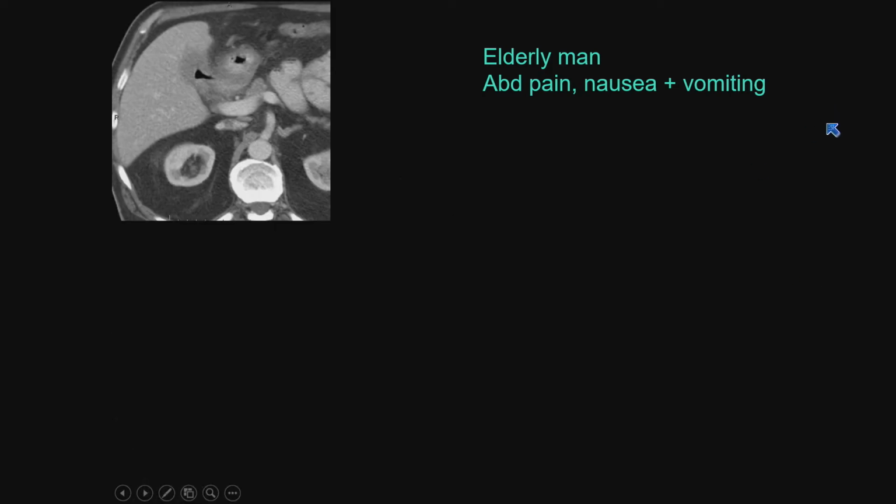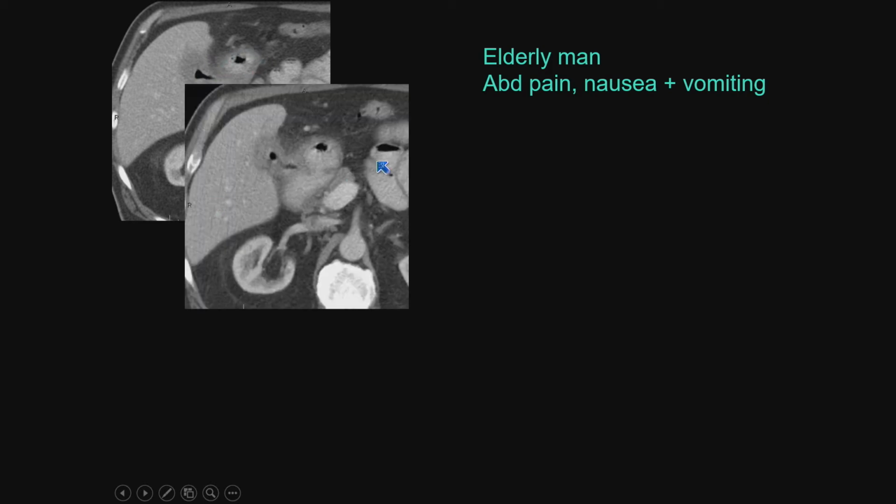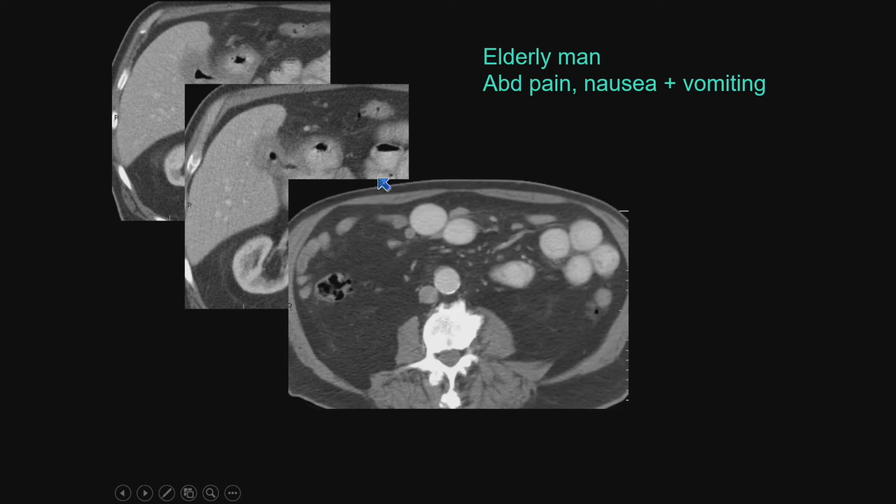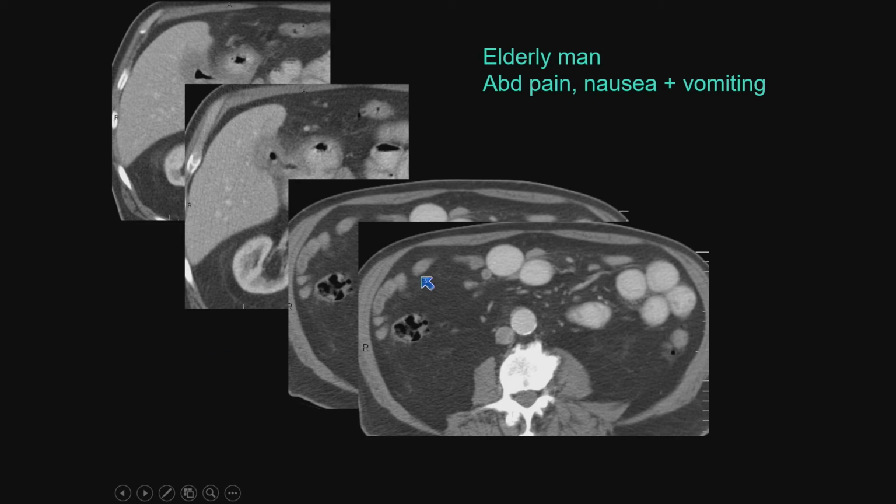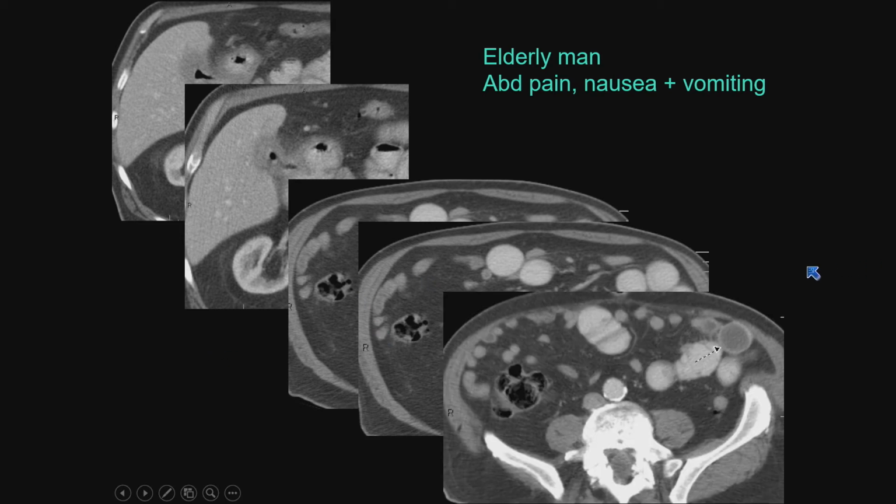So here is his CT scan. He's got gas within a thick-walled gallbladder, which is adjacent to a thick-walled duodenum. He's got dilated small bowel. He's got collapsed distal small bowel and colon. And he's got this loop of bowel with an arrow on it, which is always a worrisome sign. And that was the point of obstruction.